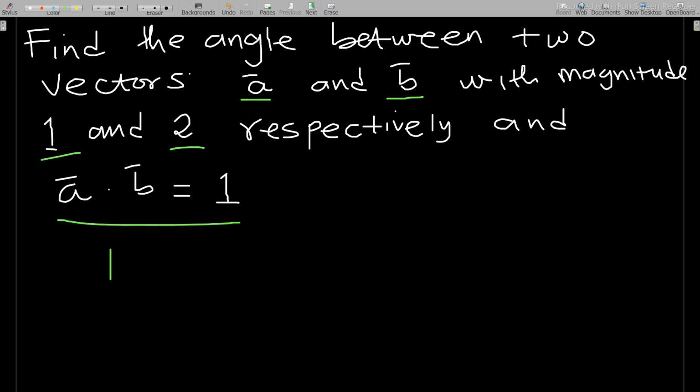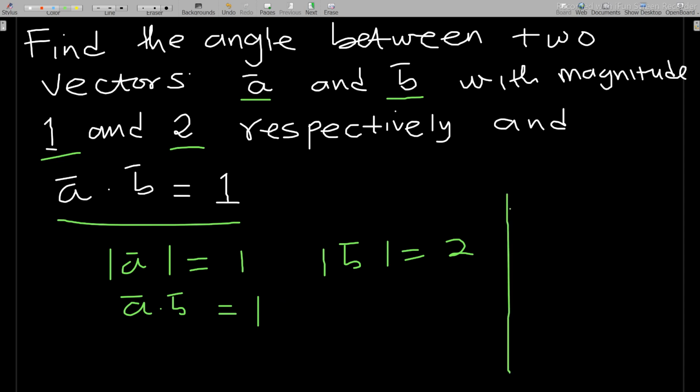We know that the magnitude of A is 1, and that of B is 2. This is very simple. And we know that A dot B is also 1. But we know that the main equation is A dot B is equal to the magnitude of A times the magnitude of B times cos theta. So what you want to find is theta. What we can do is find cos theta and then make theta the subject.